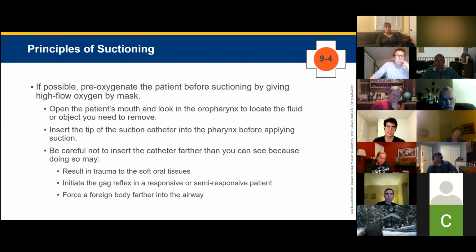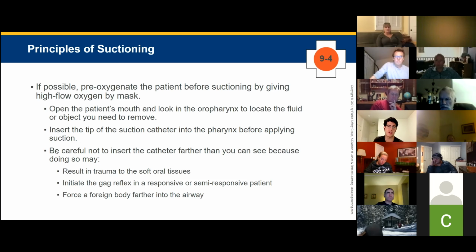I mean, if it's urgent and it's a traumatic situation, you're probably not going to bother hooking up the oxygen before suctioning. But it's just something to keep in your mind that what you do with the suction does affect how much oxygen the patient is getting. It's important to keep that in mind.